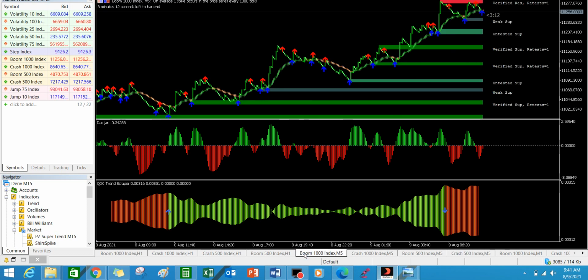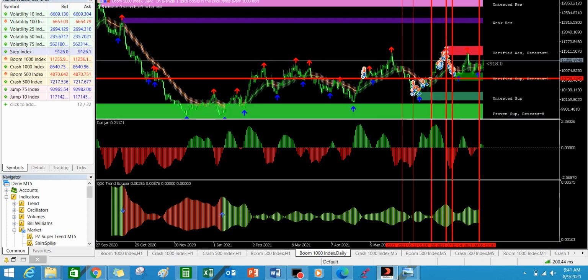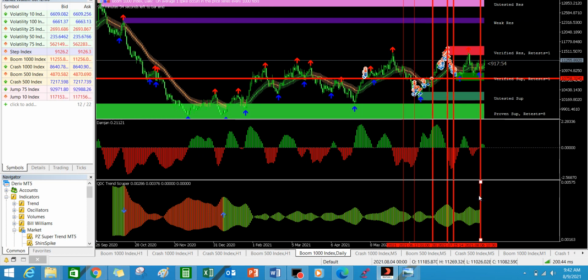So let's go straight to Boom 1000, and for us to know the trend for the week, we will be looking at the higher time frame. Either we look at H4 or we look at day 1. Of course, I will be taking it down to day 1 just for us to see what is happening in the week, so that we can take advantage of it whenever we are trading.